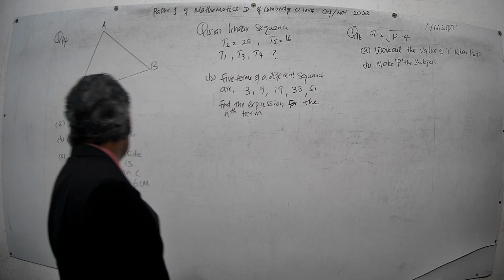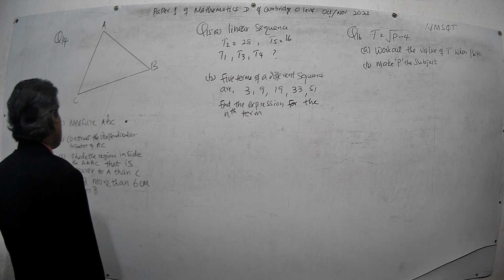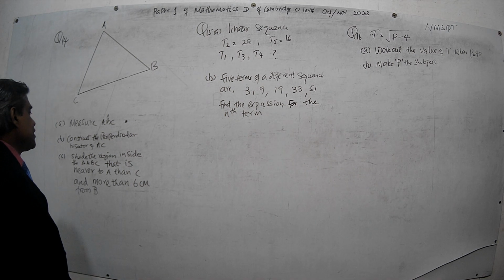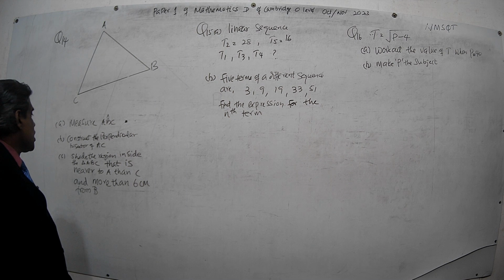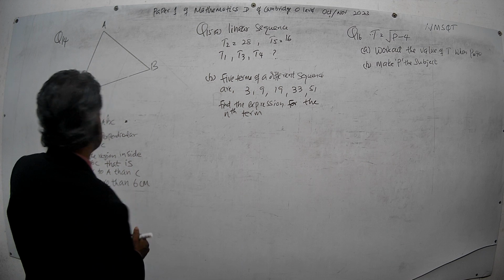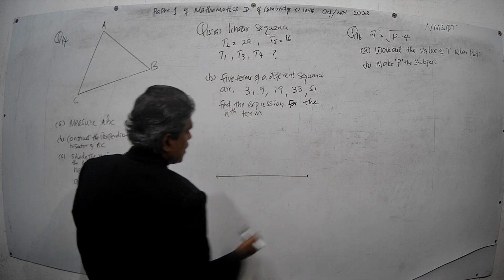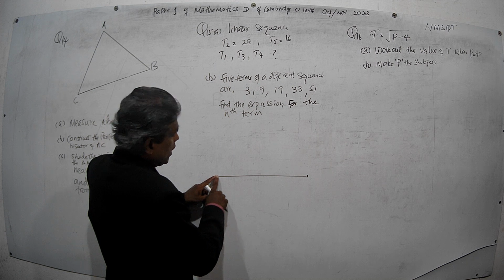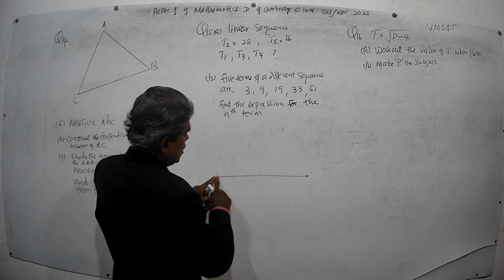Next is part B of question 14. Construct the perpendicular bisector of AC. Construct the perpendicular bisector of AC. Now, how do you construct the perpendicular bisector of a straight line like this? Let's say this is a straight line segment. You are asked to construct the perpendicular bisector of this one by using the compass. Keep the metal point here. Take the radius a little more than half of this line.